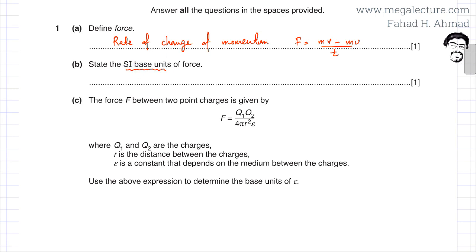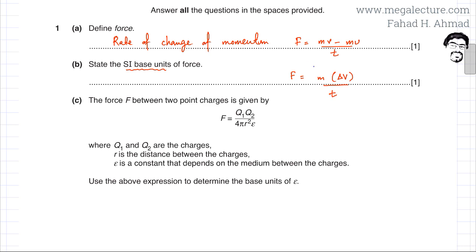In the next part of the same question, we are being asked to find the SI base unit of force. So I'm going to use the same formula that I just wrote down, and I'm going to derive the SI base unit. I can rewrite this equation as F equals m, taking m as common, times (V minus U), which is the change in velocity, delta V, divided by time. Now I'm going to figure out the base unit of each of the quantities in this expression.